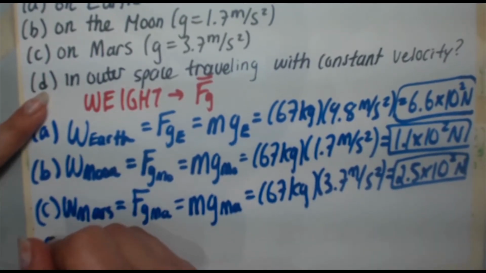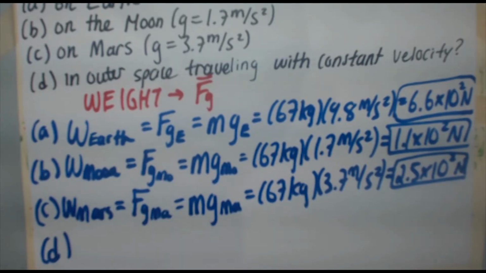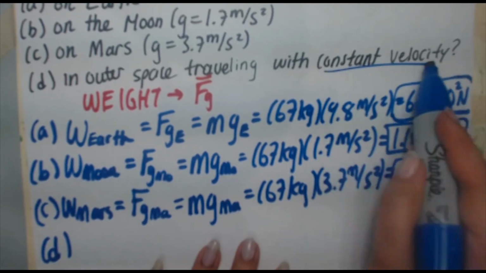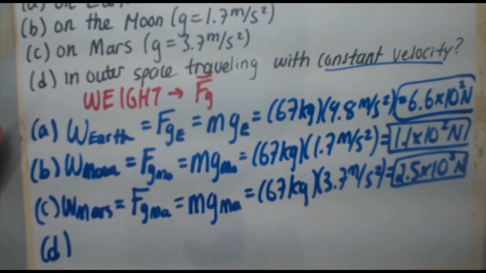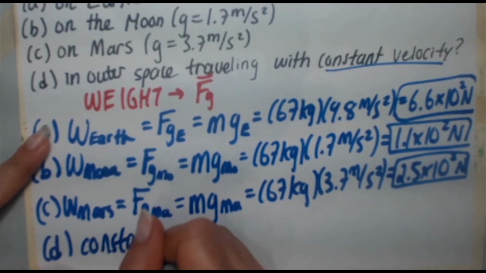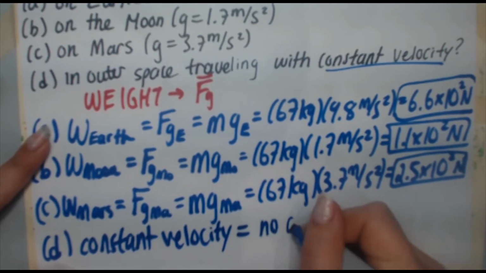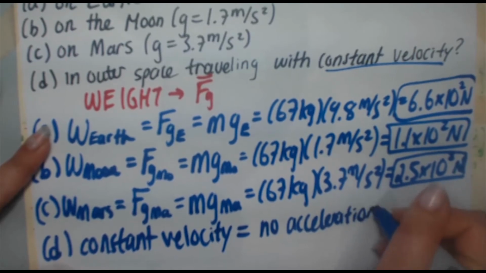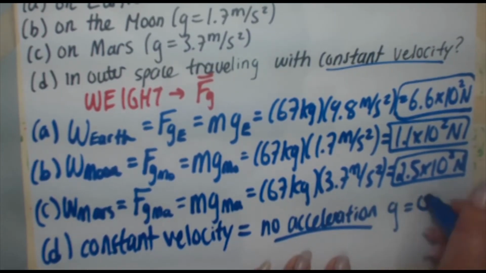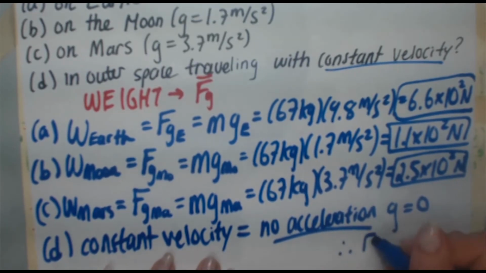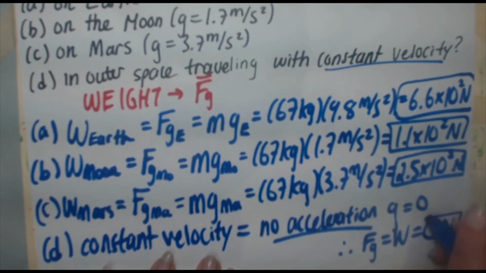And finally, for part D. Now, part D is a little bit different, right? We're not given an acceleration due to gravity, but instead we're told in outer space traveling with constant velocity. So those two words, constant velocity, are very important. Whenever you see constant velocity, it means the velocity is not changing. In other words, there can be no acceleration. And if there's no acceleration, that means g is 0, because g is, after all, the acceleration due to gravity, correct? So g equals 0, therefore your weight, and therefore your Fg, is equal to 0 newtons.